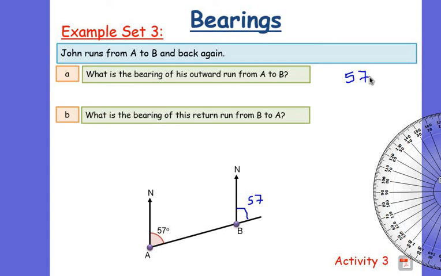But what have I done wrong, Rowan? What do we know about bearings? It's got to be 3 digits. So his bearing from A to B is 057.